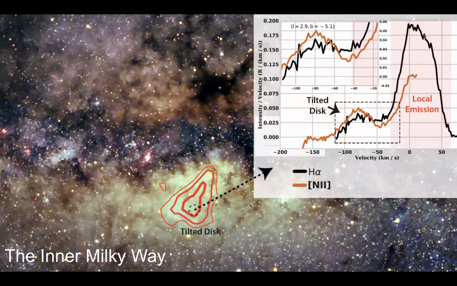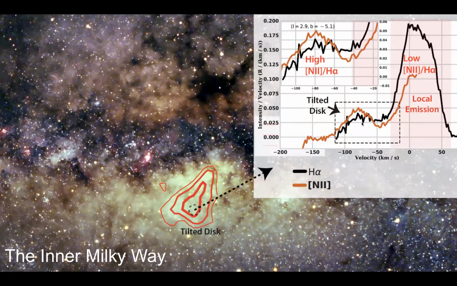You should be able to notice how, as you go from the local emission to the center of the galaxy, the nitrogen-2 and H-alpha somewhat invert. You start with low nitrogen-2 to H-alpha, and in this central structure, we have really high nitrogen-2 to H-alpha, where the nitrogen-2 is actually brighter than the H-alpha.